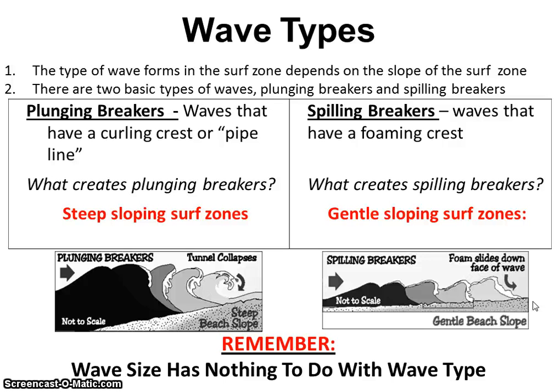Small plunging breakers and large spilling breakers exist. It's just that you don't typically see them. You typically see these huge plunging breakers and these very, very small spilling breakers. So you get it in your head that spilling breakers have to be small and plunging breakers have to be big. And that's not true. Wave size is determined by wind. Wave type is determined by surf zone.